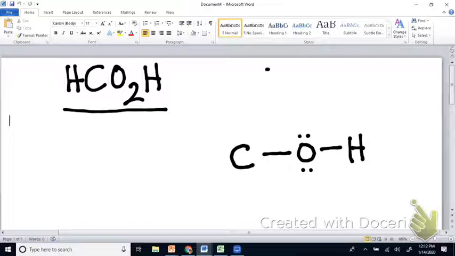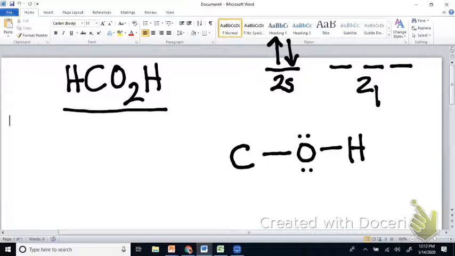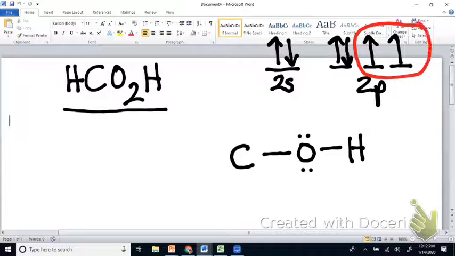Now, how do I know that? The electron configuration for oxygen is 2s2 and 2p4. 2 in the x, 1 in the y, 1 in the z. The bonds are the lone electrons. Here are the 2 bonds. And I have 1 lone pair, 2 lone pairs, consistent with what I've already written.